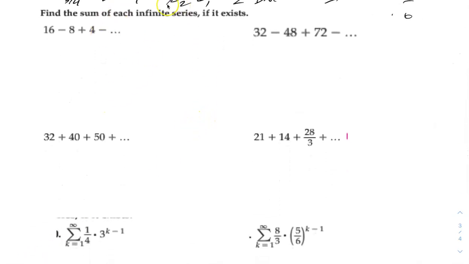Last part. So we want to find the sum of each infinite series if it exists. Now our infinite series has a different formula. It is this. The sum of an infinite geometric sequence is A1 over 1 minus R. Much simpler. This only works if it's convergent, which means if the absolute value of R is less than 1. So that's the one we're going to use here. We just have to figure out if R is convergent or divergent and then do it.